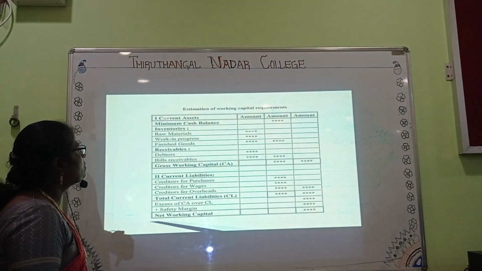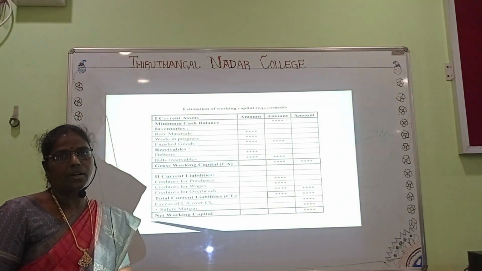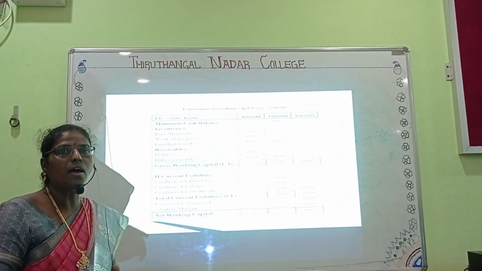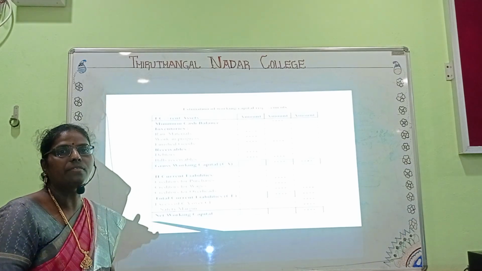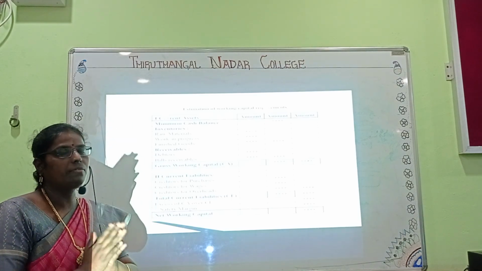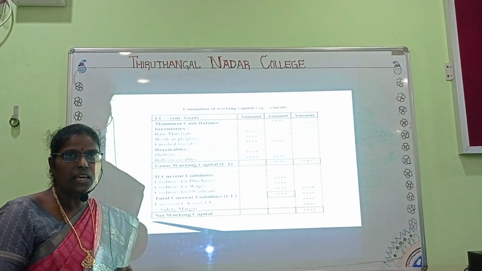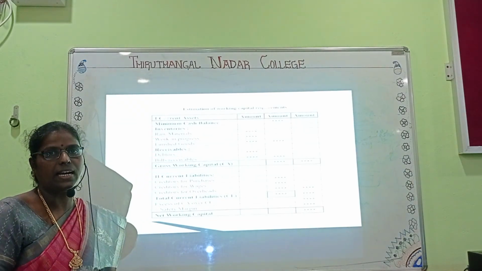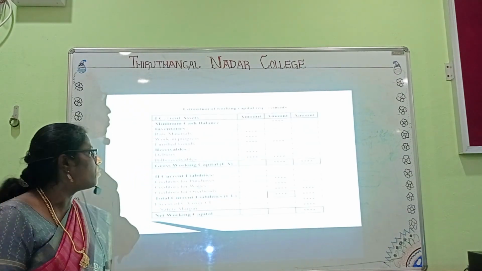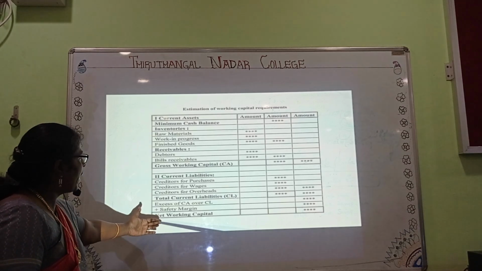How to prepare this working capital requirement statement? You should remember the formula for working capital. Already we have discussed the formula for working capital. Working capital is equal to current assets minus current liabilities. Remember that formula. Okay. So look at this statement.